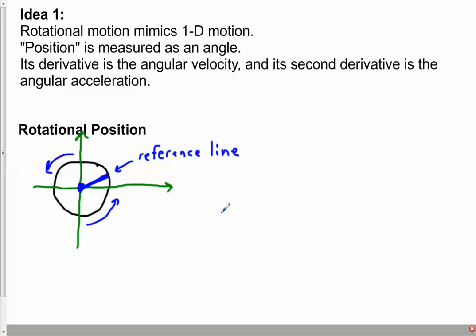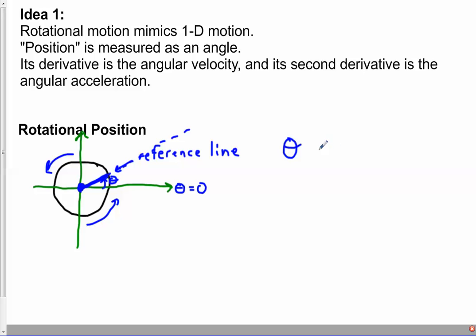Now how do we quantify that? The way we quantify that is with an angle. Typically we use the positive x-axis as our baseline. That's our 0, so theta equals 0. Then you measure the angle from there. Whatever angle it takes to go from 0 to where you are, that's your position. So we use the letter theta for our position, and it's an angle.